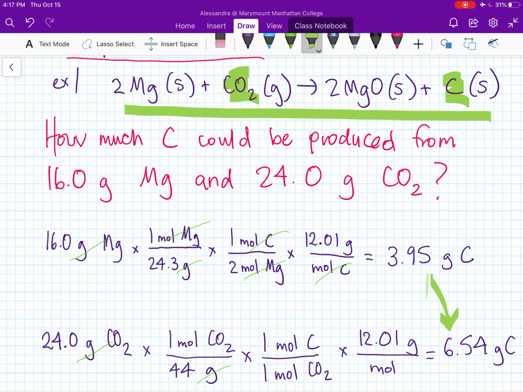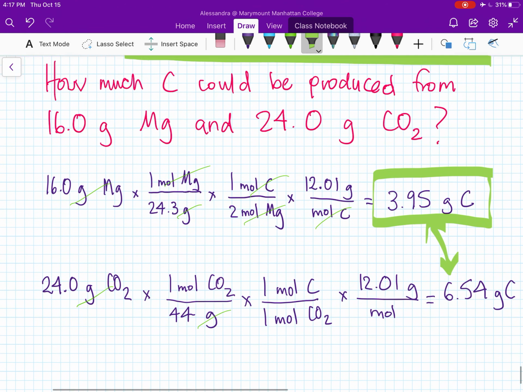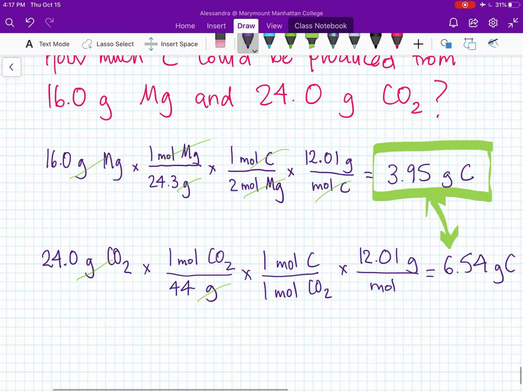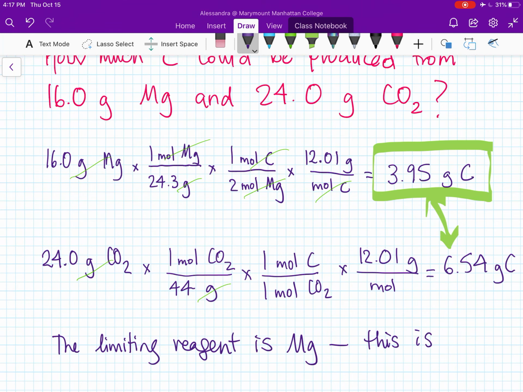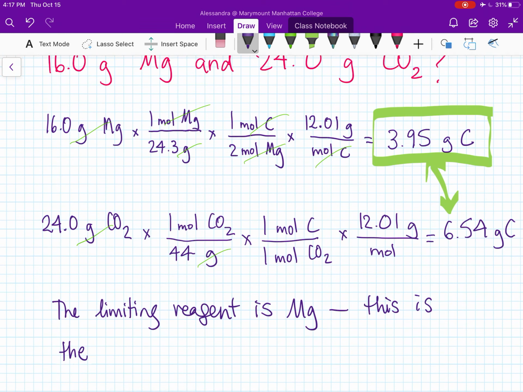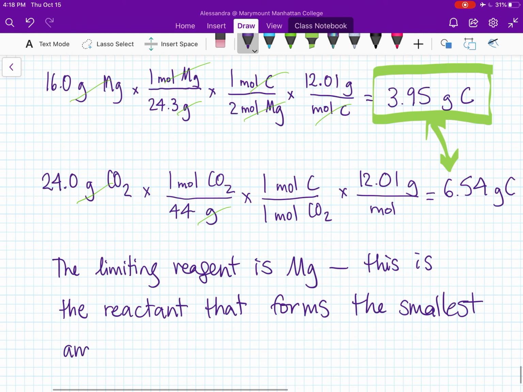Now notice the difference. We have to compare these two values. Which of them is less? It looks to me like 3.95 grams is going to be the maximum amount of carbon we can possibly form. The reagent in excess is carbon dioxide. The limiting reagent is going to be the magnesium, because this is the reactant that forms the smallest amount of product. Reagent and reactant are kind of synonymous, so I use them interchangeably. So the answer to the question is that 3.95 grams of carbon are formed.